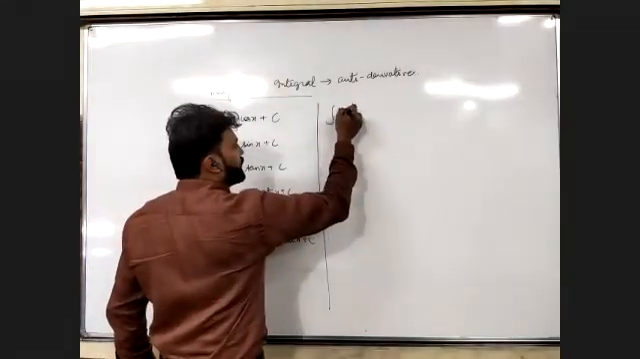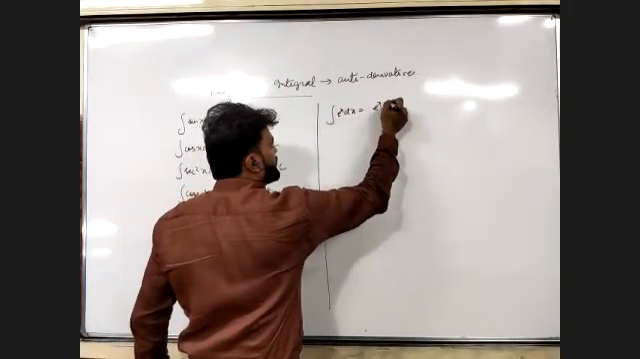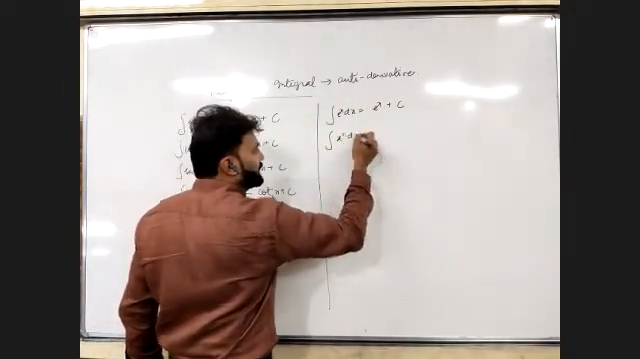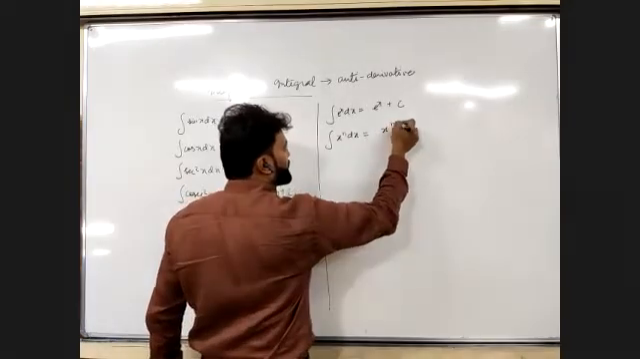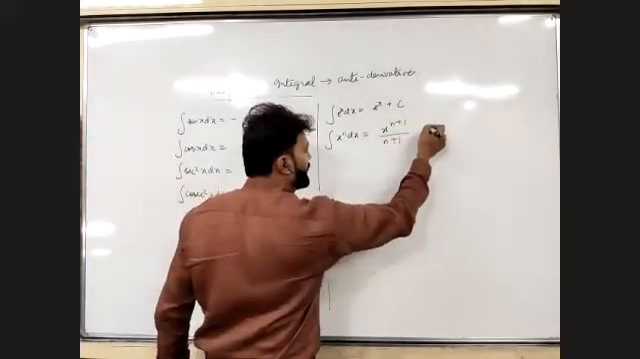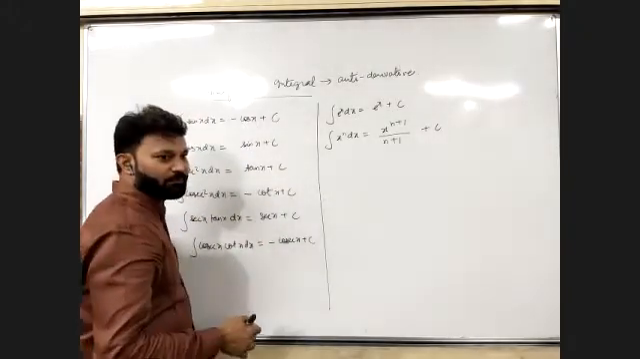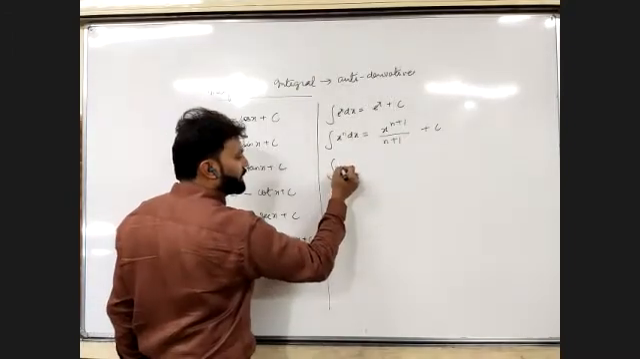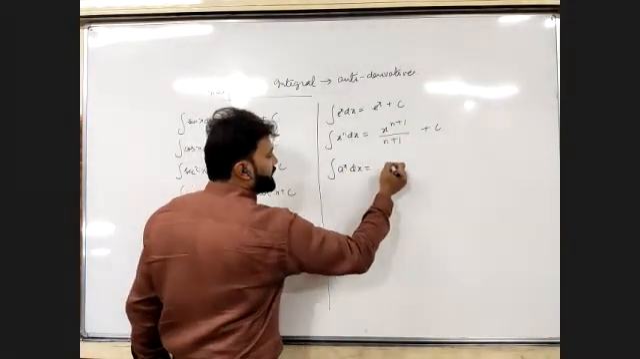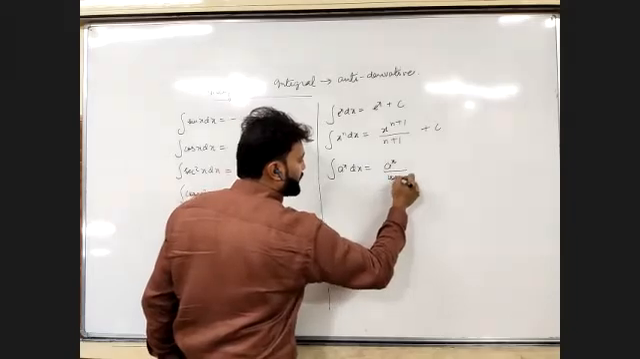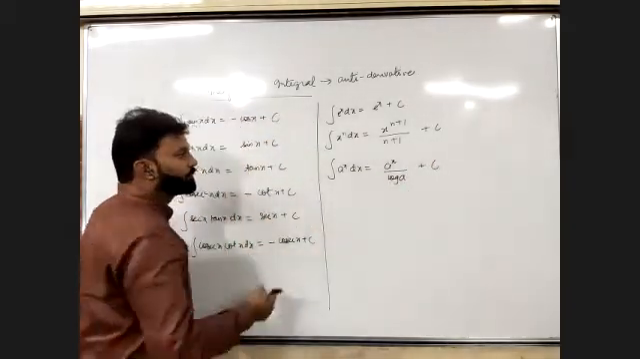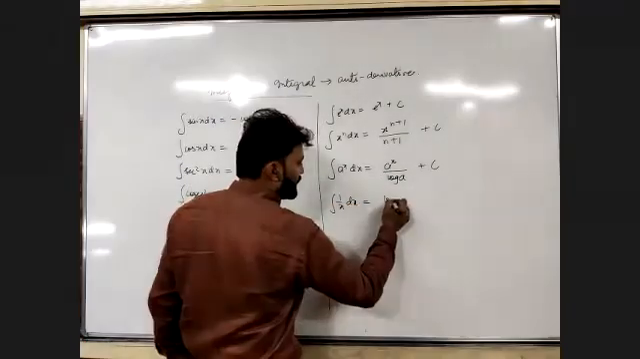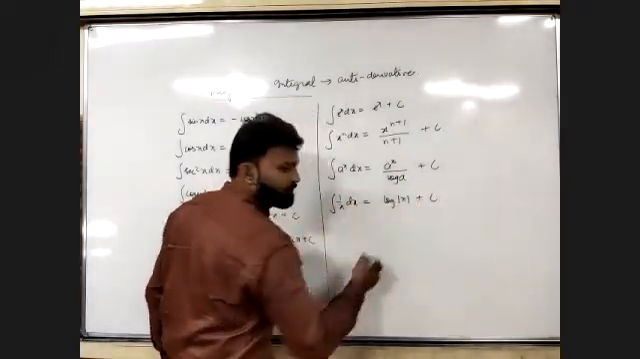Then integral of e to the power x is equal to e to the power x plus c. Integral of x to the power n dx is equal to x to the power n plus 1 upon n plus 1 plus c. ये भी क्लियर नहीं हुआ होगा, मैं भी एंटीडेरिवेटिव की फॉर्म से इसको समझाऊंगा. Integral of a to the power x dx is equal to a to the power x upon log a plus c. Integral of 1 upon x dx is equal to log x plus c.